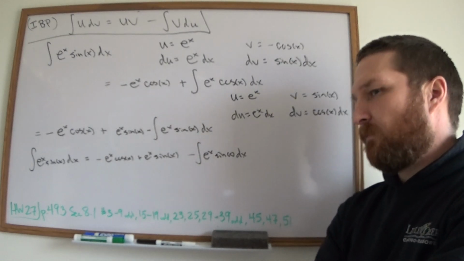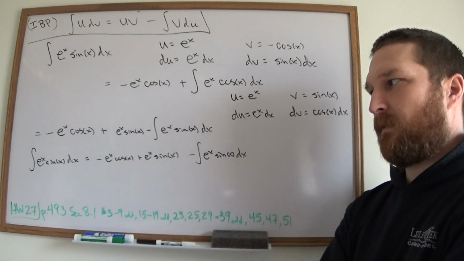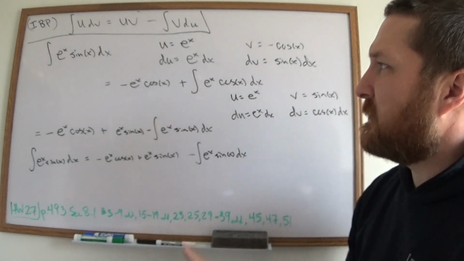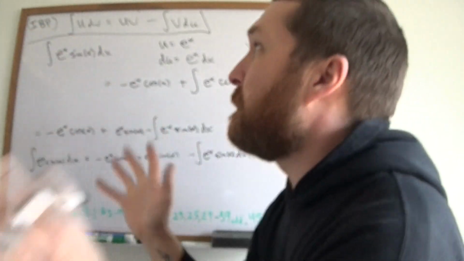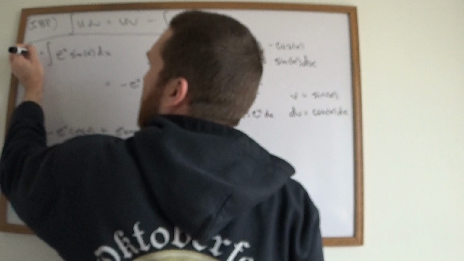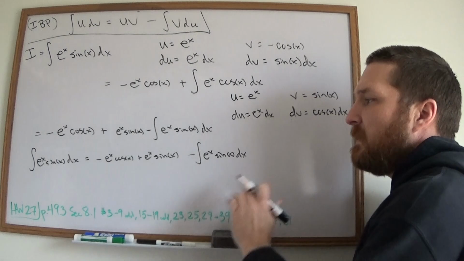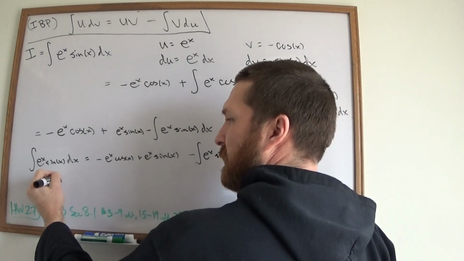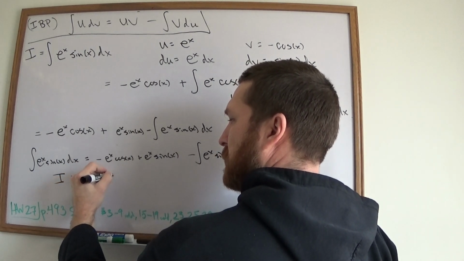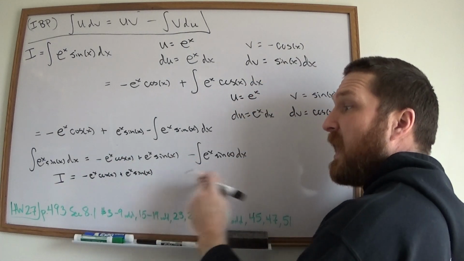One thing you could do, and this is not necessary, we could just do this without this next step, but oftentimes it's nice to think about this and say, you know what? This symbol right here is something. Let's give it a name. Let's say it's I for integral. Okay? That's some I. Then we can replace this. We can say, okay, then I equals negative e to the x cosine x plus e to the x sine x, like that, minus I again.